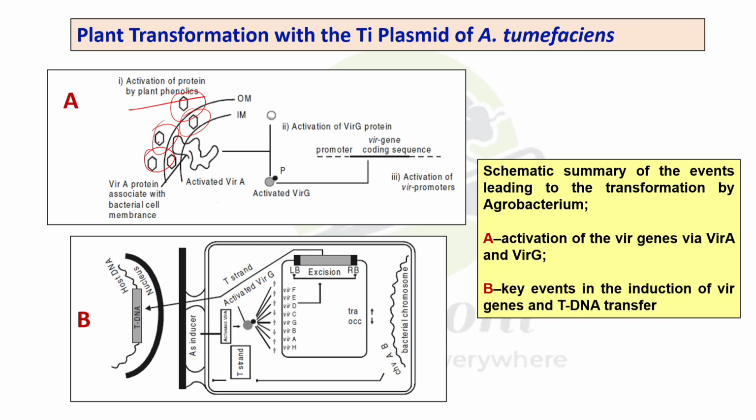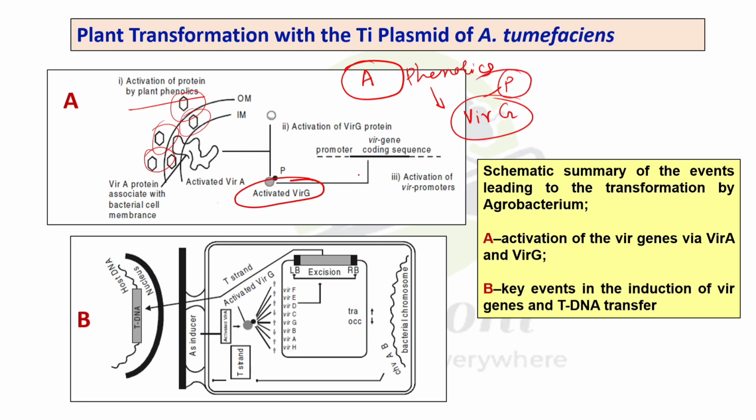So ये Vir A protein क्या करता है, phenolic compounds को detect करता है. Then it phosphorylates the Vir G protein. It means सबसे पहले Vir A क्या करता है, phenolic compounds को sense करता है. Then it phosphorylates the Vir G को. And after that this activation of Vir G protein activates the promoter of other vir genes. यानी you can see here ये Vir A, Vir G, उसके बाद सारे ही vir activate हो जाते हैं.